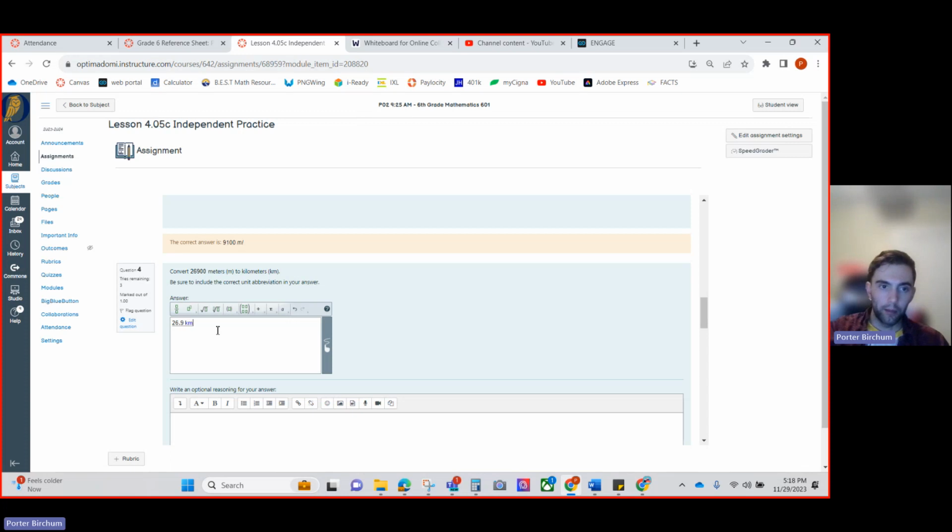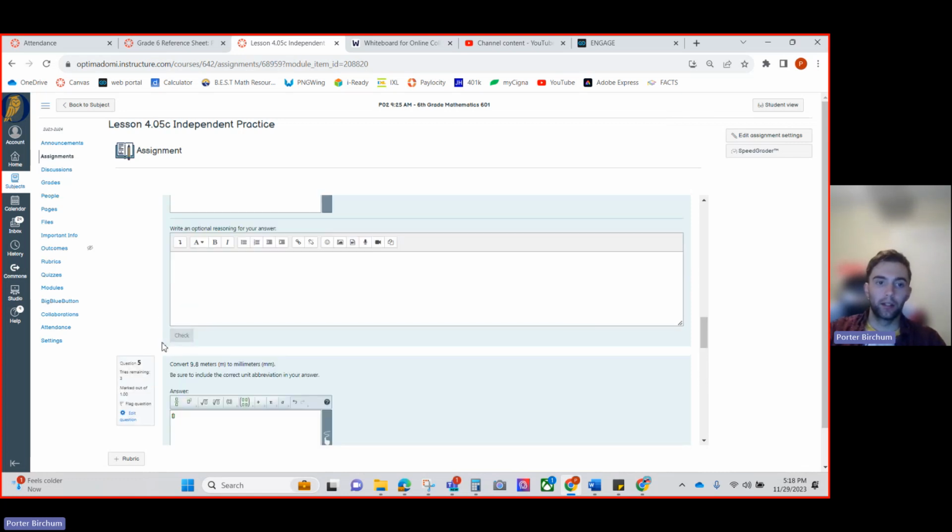Kilometers, I know, are bigger than meters. So we would need less kilometers to cover the same amount of distance. That's how I can check my work for this problem. Check.